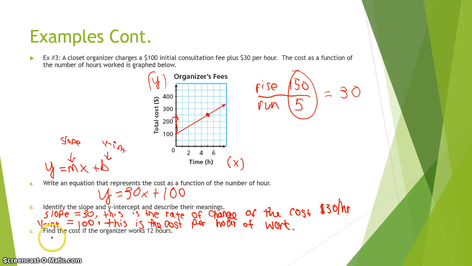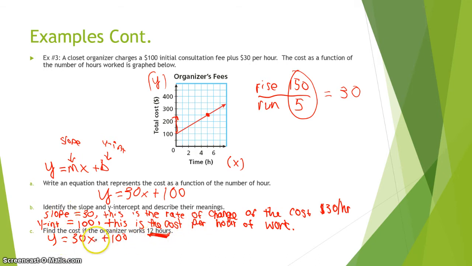The last part of this, they want us to find the cost if the organizer works 12 hours. So based on the number of hours, x time x, we're going to plug this into my slope-intercept form. So we have y equals 30x plus 100. This is where the x and the y will help out. So they're saying if they work 12 hours, x, time is x, how much is he going to make?